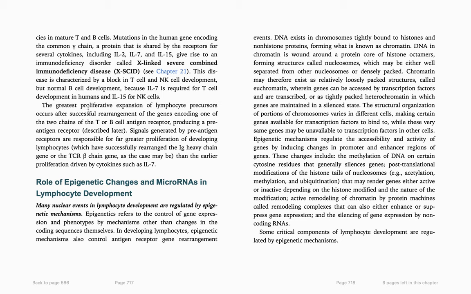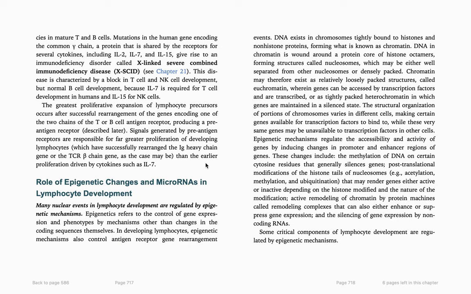The greatest proliferative expansion of lymphocyte precursors occurs after successful rearrangement of genes encoding one or two chains of the T or B cell antigen receptor, producing a pre-antigen receptor described later. Signals generated by the pre-antigen receptor are responsible for far greater proliferation of developing lymphocytes which have successfully rearranged the Ig heavy chain gene or the T cell receptor beta chain genes, as the case may be, than the earlier proliferation driven by cytokines such as interleukin-7.